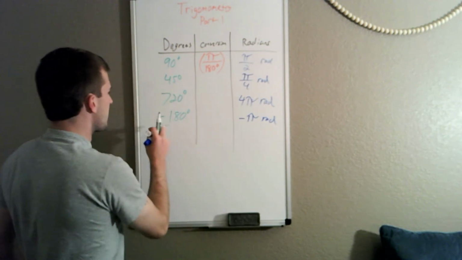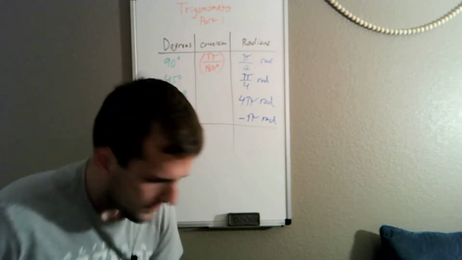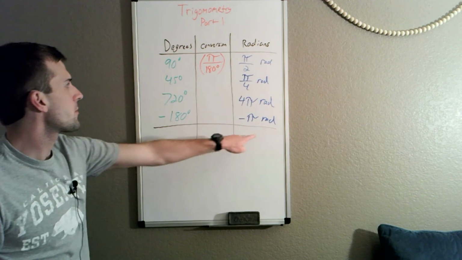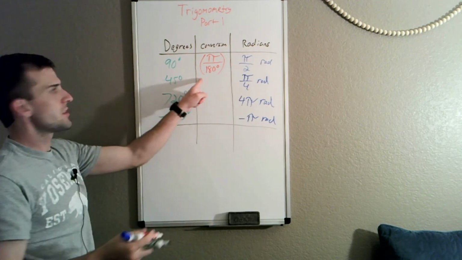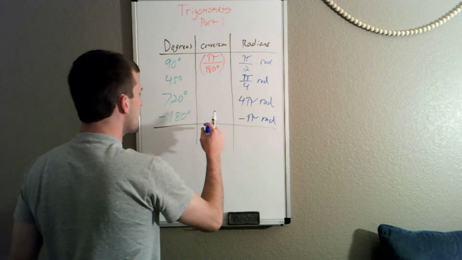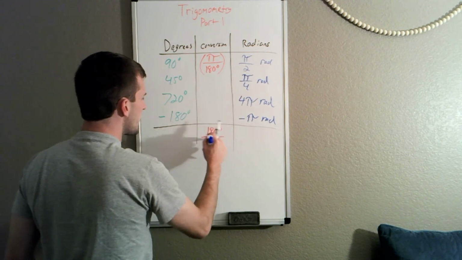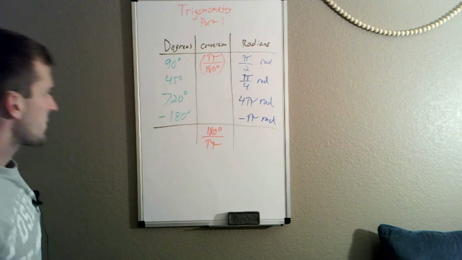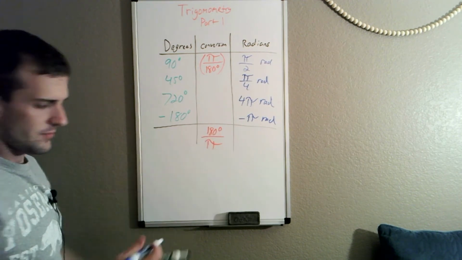Now let's convert back. Let's see. So this time we're going to convert from radians to degrees. And because of this, we need to use a different conversion factor. We need to use the reciprocal. So this time we're going to put 180 on top and pi in the denominator. And that's so that the radians cancels and we're left with degrees.